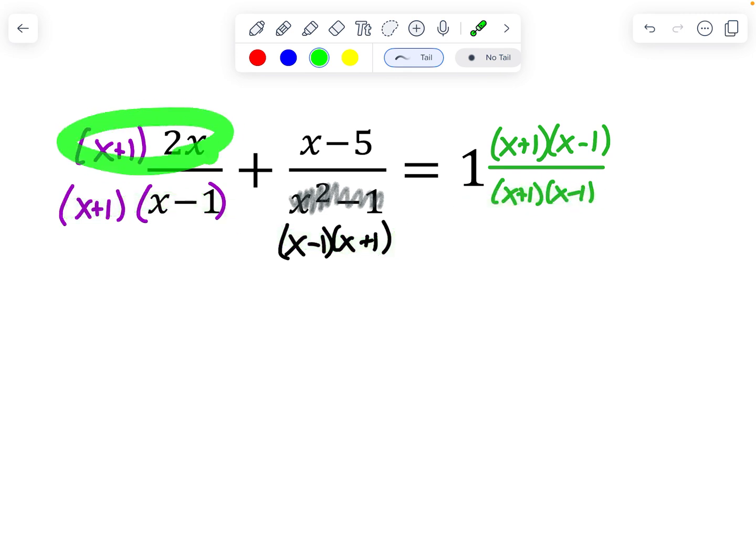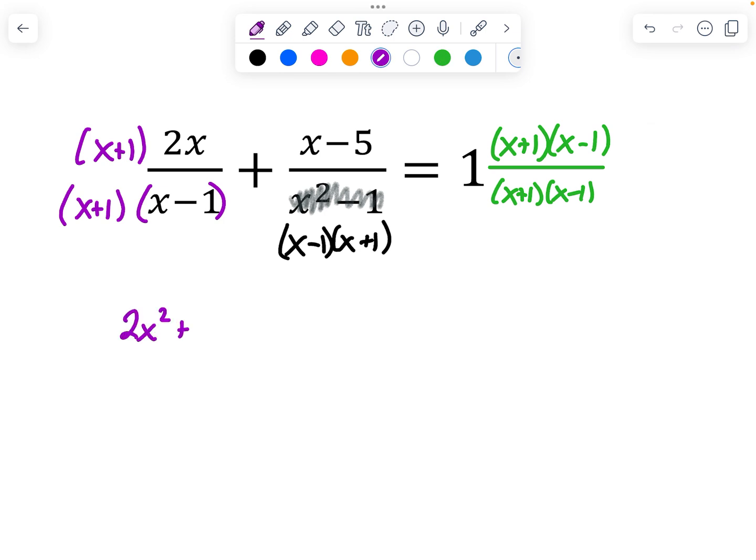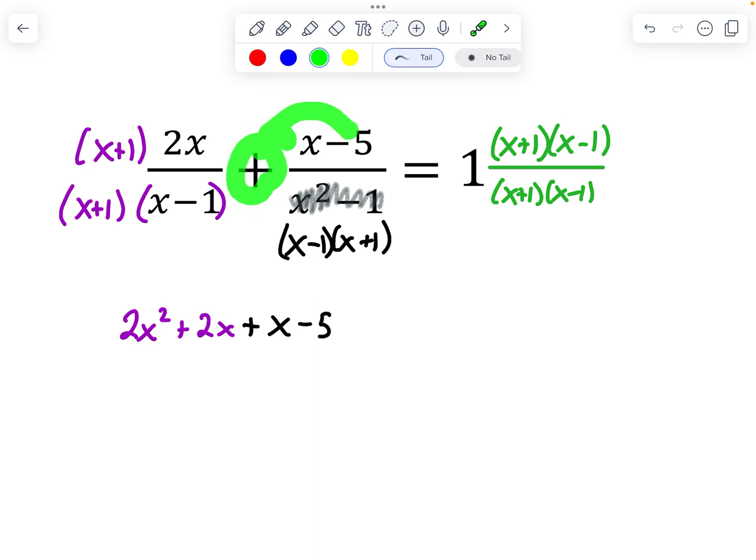So now we just need this, FOIL that, or distribute, plus this, and then we got to FOIL over here, so it's going to equal that. So taking the purple, we get 2x squared plus 2x. The black stays the same, it's just plus x minus 5. Remember, if this were a minus sign, you got to distribute the minus. It would make the x negative, and it would make the 5 positive. And then that equals the green, and the green distributed is just what we started with because that's how we found it. So you can FOIL if you don't think about that, or just know that it's going to be x squared minus 1. So you get that.